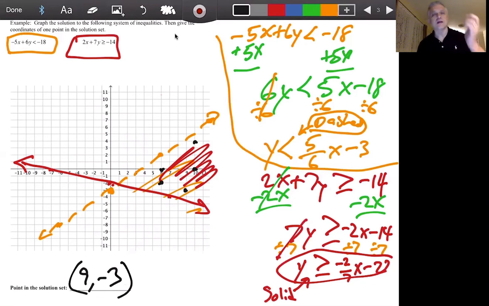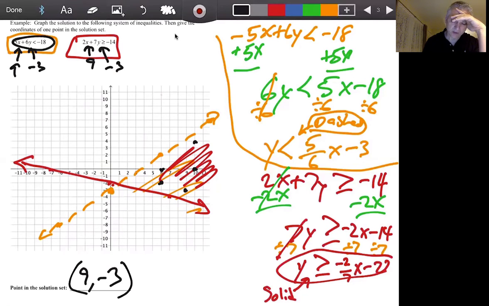And how do you know that that's a solution point? Well, if this is my x and this is my y, then I could substitute 9 for either of these x's, and I could substitute negative 3 for either of those y's, and I could make both of those inequalities be true if x is 9 and y is negative 3. How do I know? Because that point lies in my solution region.